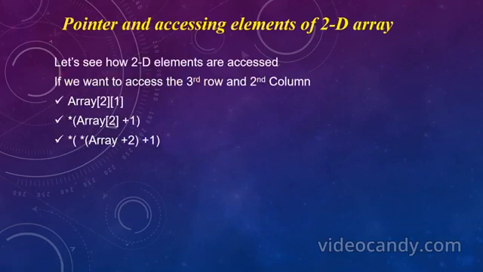Now similarly, in 2D arrays there are three ways to access the elements of an array. First is array[i][j], that is the normal index. Second is *(array[i] + j), basically putting a star, and the third one is this way. So I would like you all to try all these options yourself for 2D arrays.